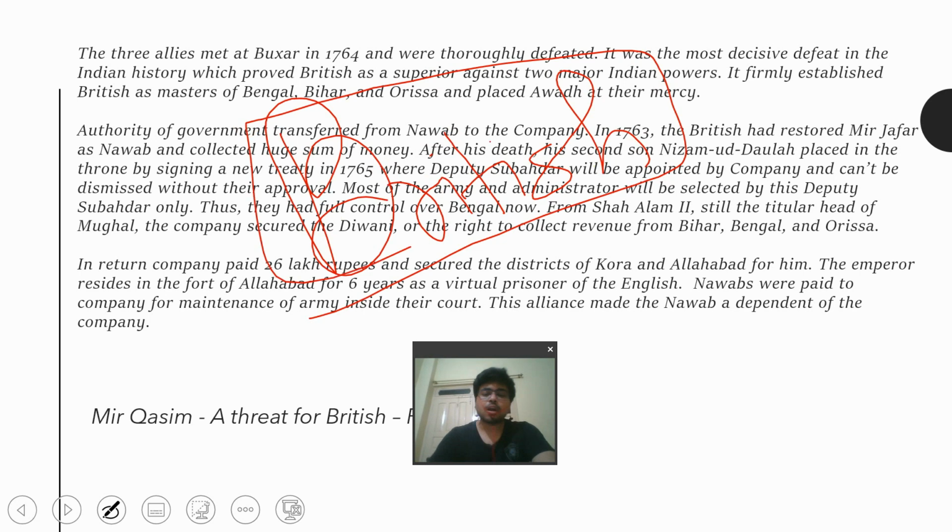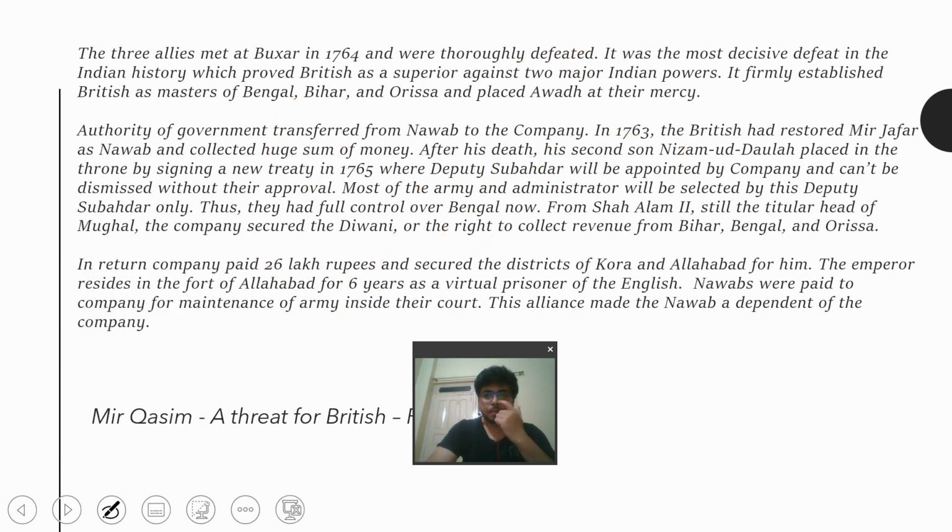How they place one person into the court, and whatever is going to happen for the whole court, the decision should be taken with prior permission from that person. And who is that person? The Deputy Subahdar. He was appointed by the company and could not be dismissed without their approval. Most of the army administration was selected by the Deputy Subahdar, thus they had full control of Bengal.